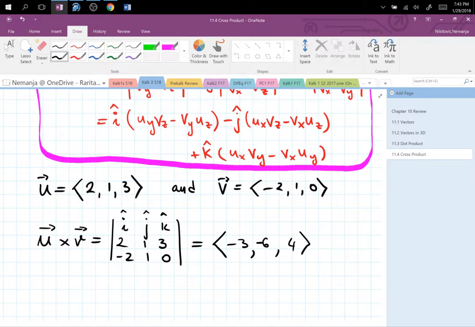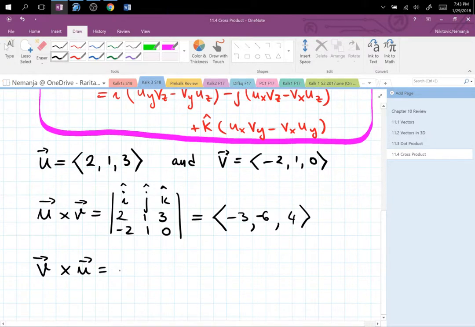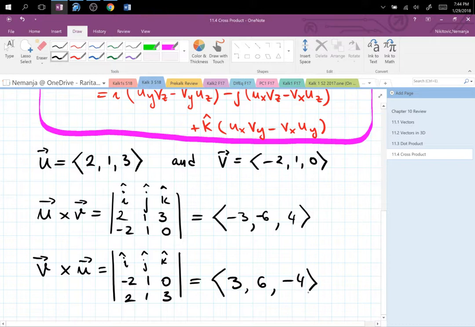Now, I want you to compute v cross u. So now find the cross product of v cross u.